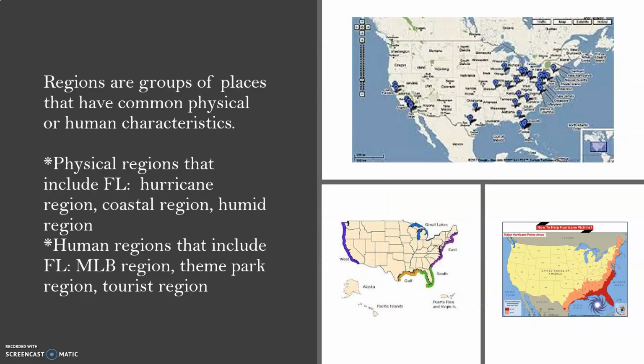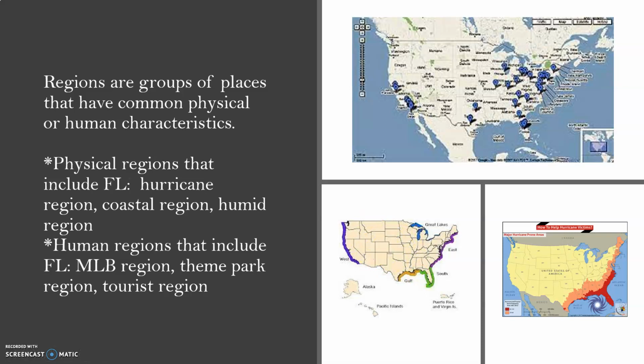So when we look at regions, regions are just groups of places that have either physical characteristics that are the same or in common, or human characteristics that are in common. So physical regions that include Florida are a hurricane region, and here's a map of hurricanes, bottom right, so you can see Florida is not the only place that has a hurricane. Then coastal regions, which is what this map on the bottom left is showing, areas that are considered coastal regions. Definitely the interior of the United States is not.